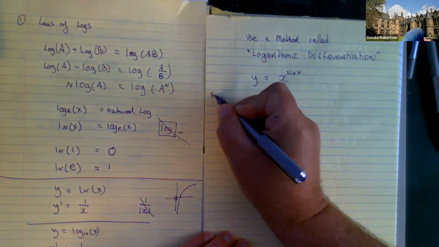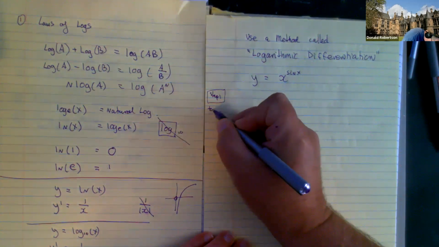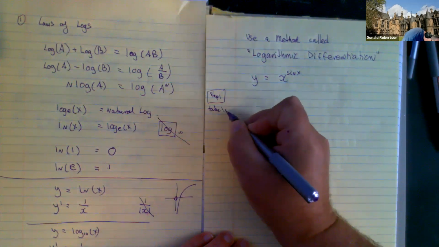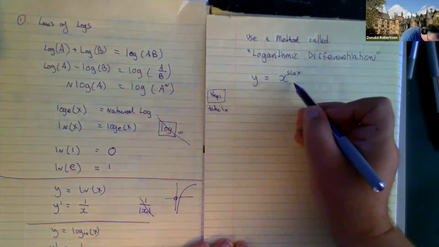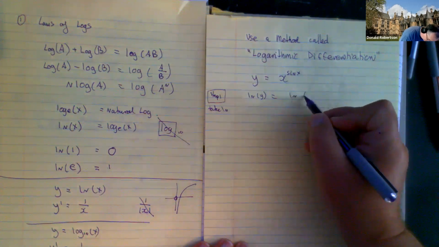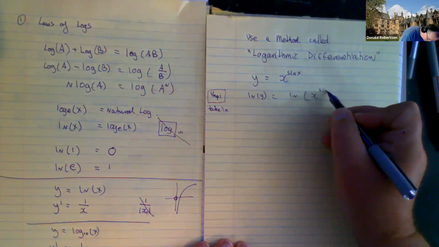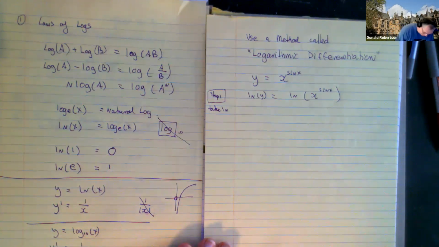Step one, every single time, take the natural log of both sides. So I'm going to take this function and I'm going to take the natural log of it, and I'm going to do it to both sides. And you might think, and I would have thought, well, you've made the problem even uglier and I still don't know how to do it. But that's not true. We're going to see that this works out well.